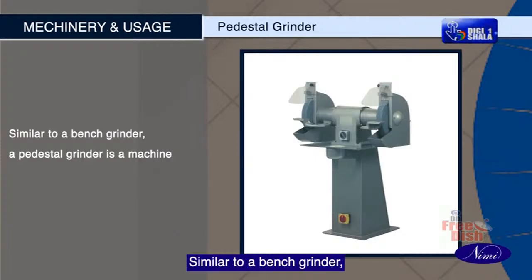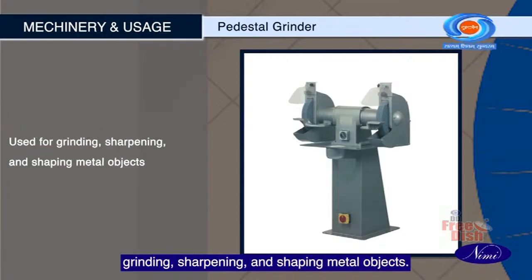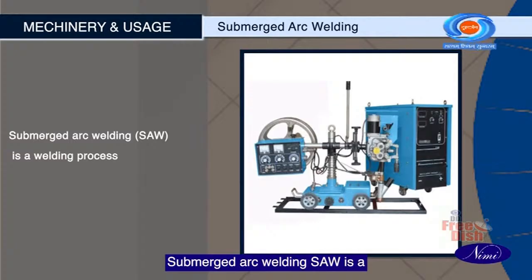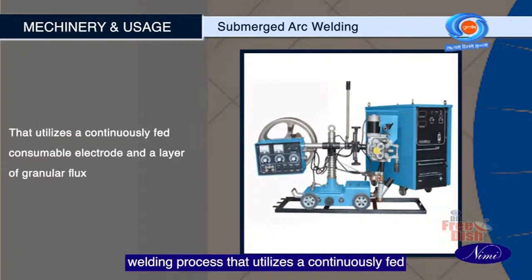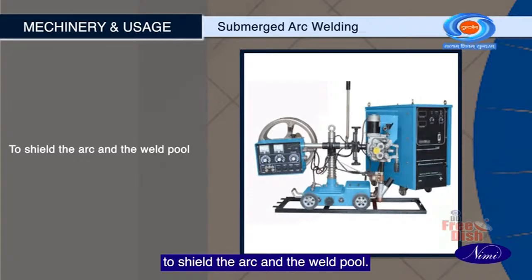Pedestal grinder. Similar to a bench grinder, a pedestal grinder is a machine used for grinding, sharpening, and shaping metal objects. Submerged arc welding. Submerged arc welding, SAW, is a welding process that utilizes a continuously fed consumable electrode and a layer of granular flux to shield the arc and the weld pool.